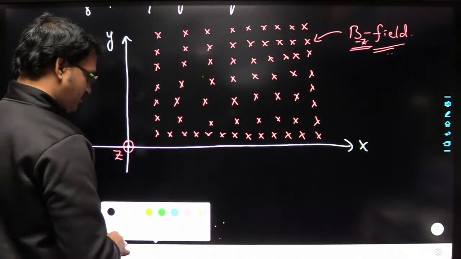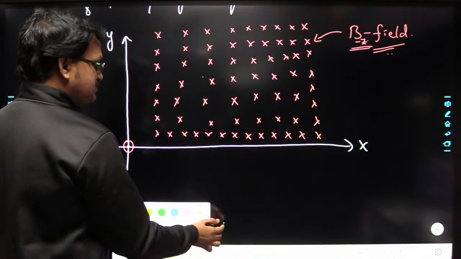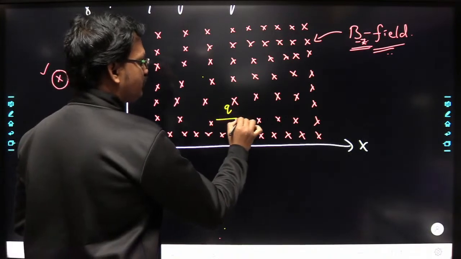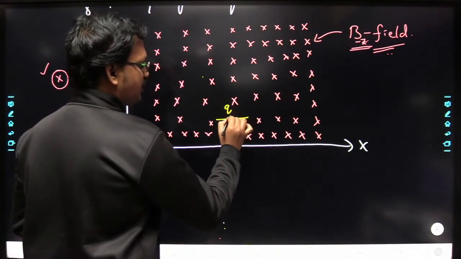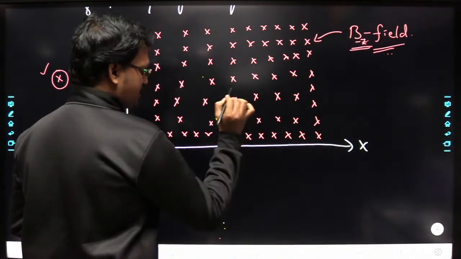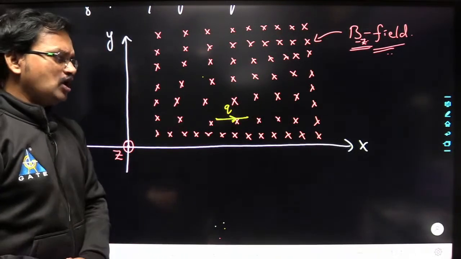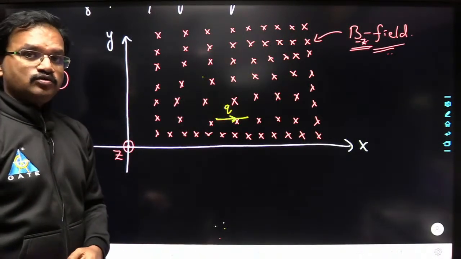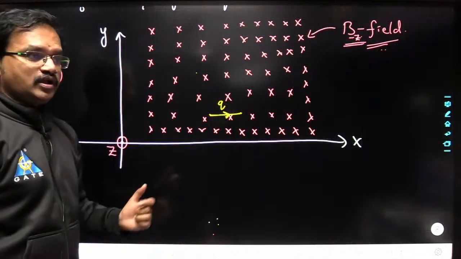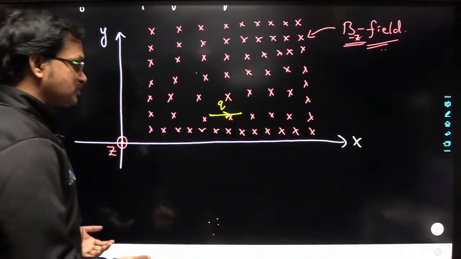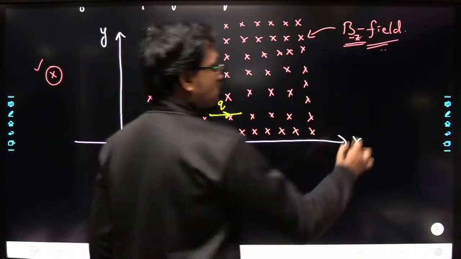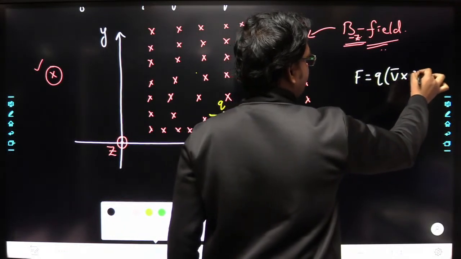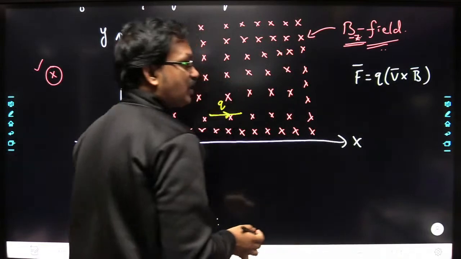Fine. So now let us consider a charge q. Let us assume initially the charge q is moving along the x direction like this. Whenever a charge is moving along the x direction in a uniform B field, it is going to experience a force. That force is given by F equal to q into v bar cross B bar.